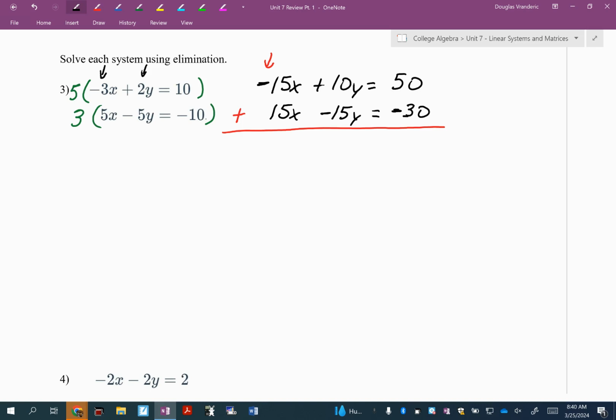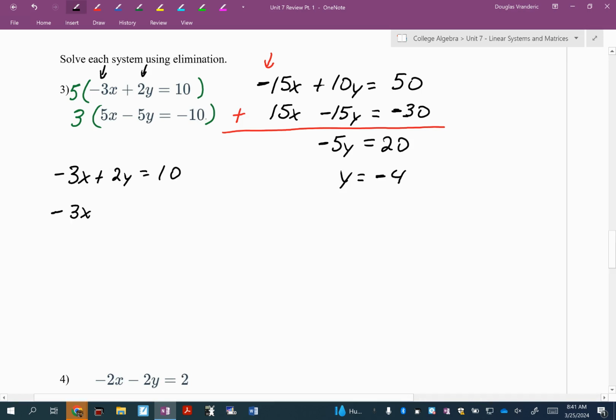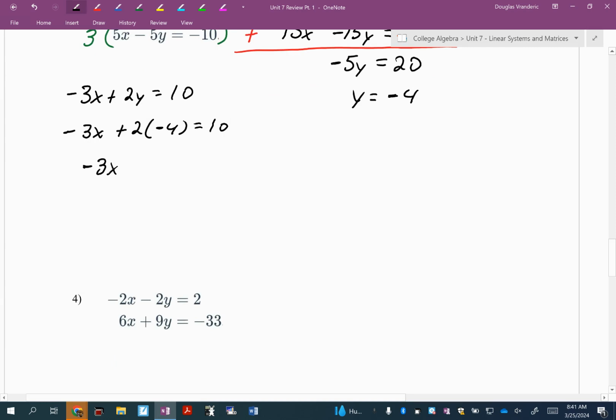10y plus a negative 15y is going to be negative 5y. And then 50 plus a negative 30 is going to be 20. Dividing both sides by negative 5 gives me negative 4. Now, don't forget to continue to find the other value for your solution, right? This is only one component of it. So if I write down that original first function and replace y with a negative 4, I can solve for my x. So negative 3x minus 8 equals 10.